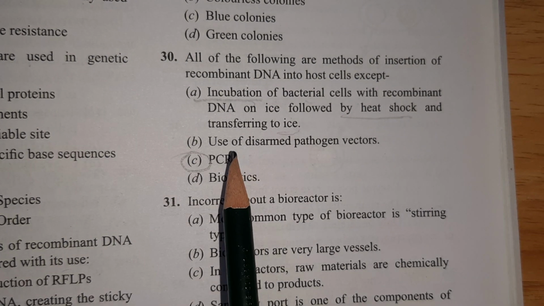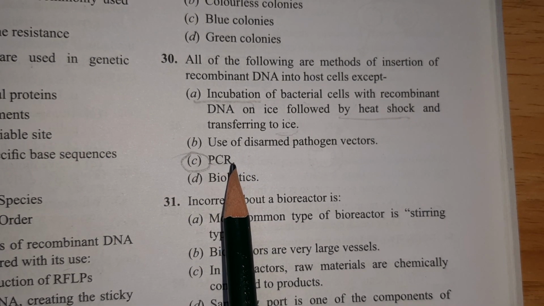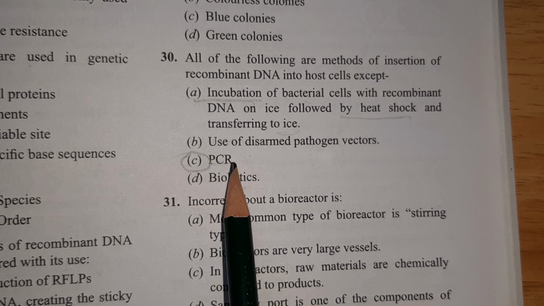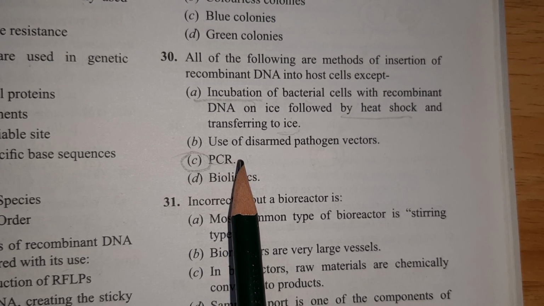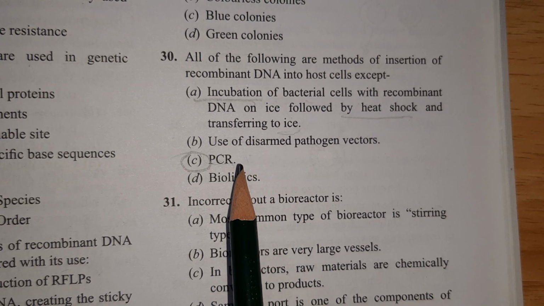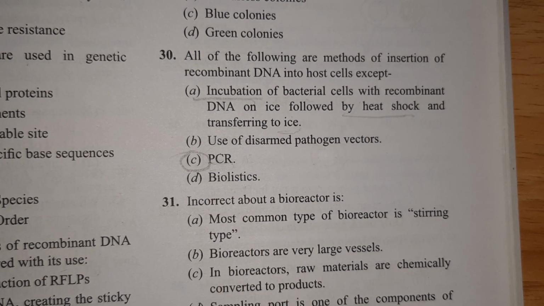If we look at option C, PCR is polymerase chain reaction. The main aim of this PCR is to amplify the DNA, to increase the number of DNA, to multiply the DNA. It does not help in insertion of recombinant DNA into the host cell. So the answer for this is PCR.